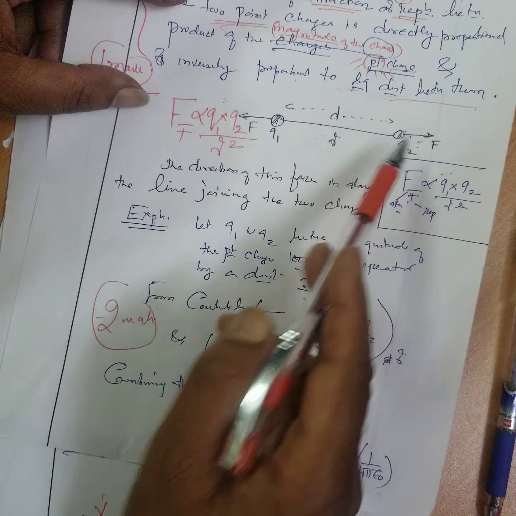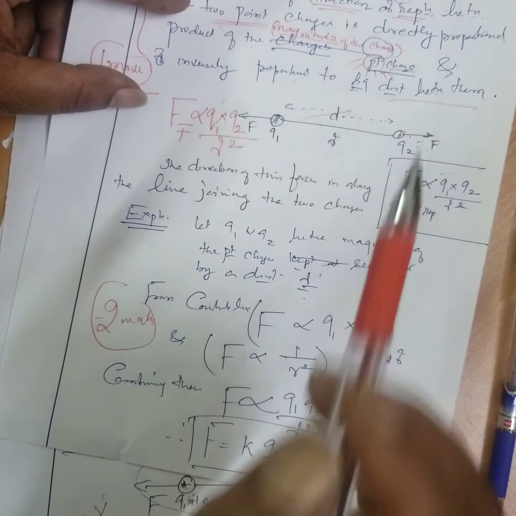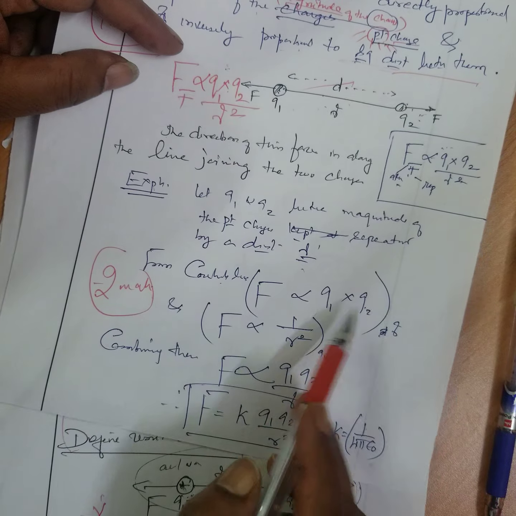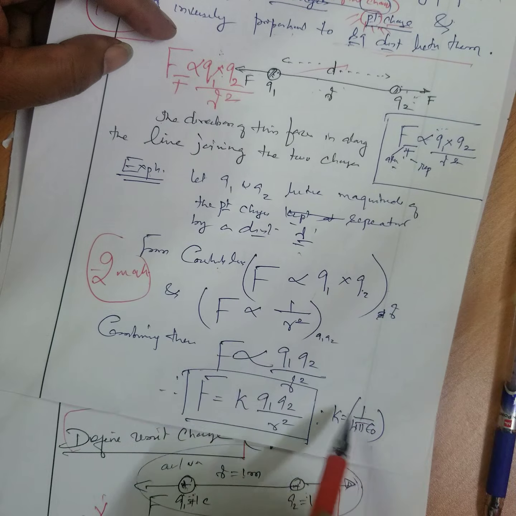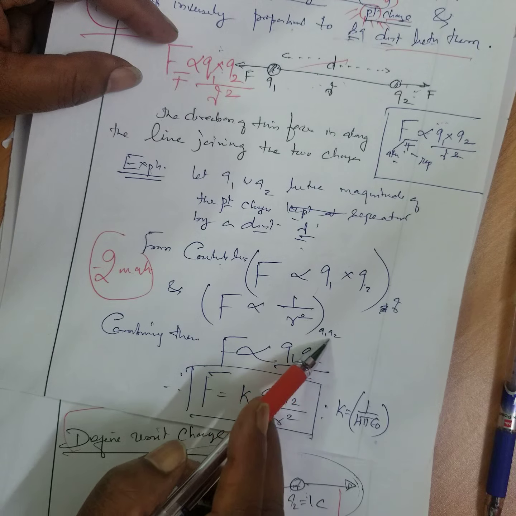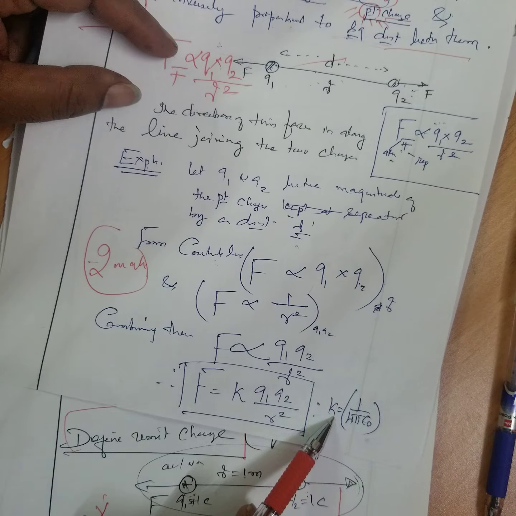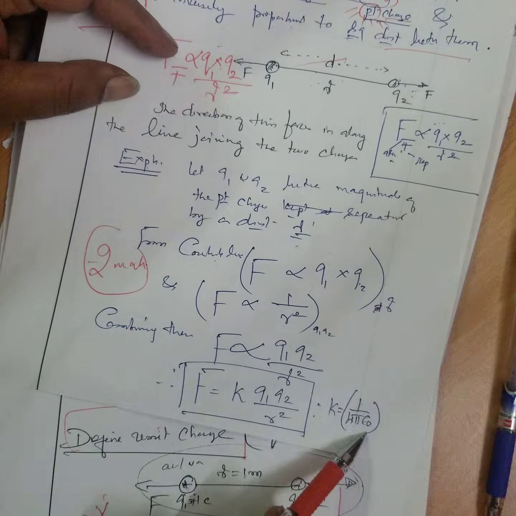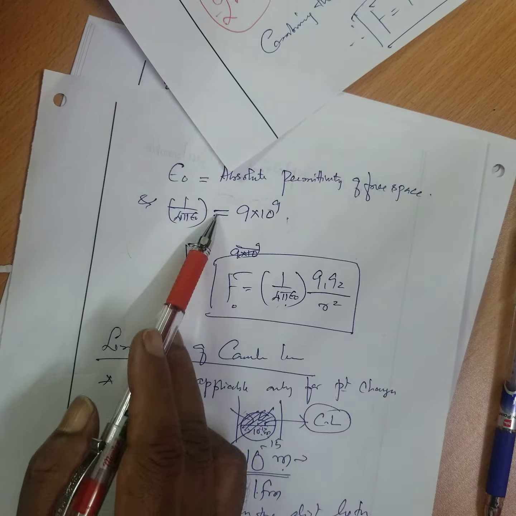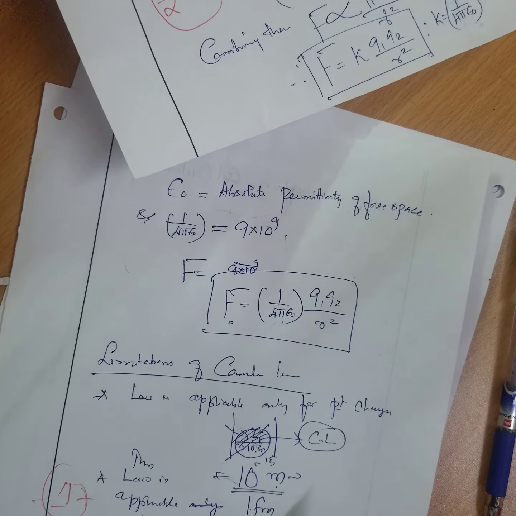Explanation: Q1, Q2 kept at a distance R. Force is directly proportional to the product of the charges. Similarly, force is inversely proportional to the square of the distance, with the charges kept constant. If you equate, you'll get it. K is the proportionality constant, that is 1 by 4 pi epsilon naught. This value is 9 into 10 to the power of 9. Then you can use it for the problems.